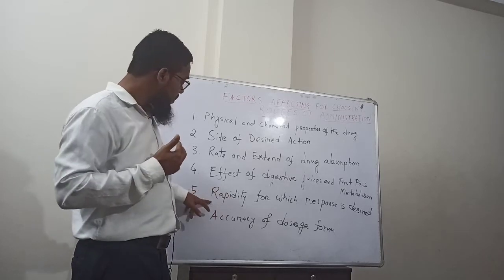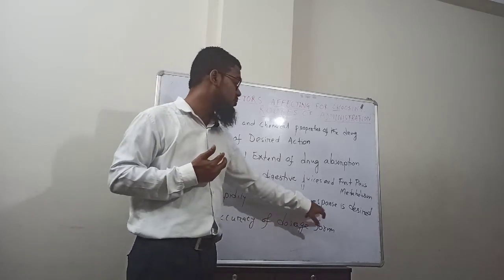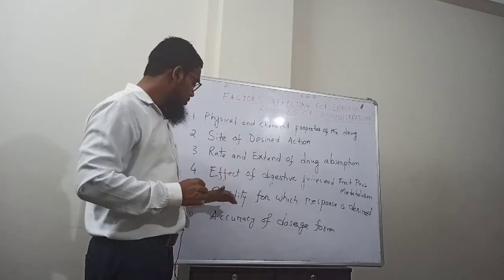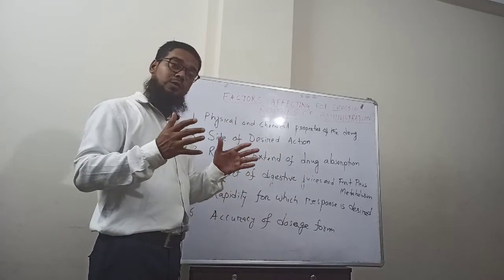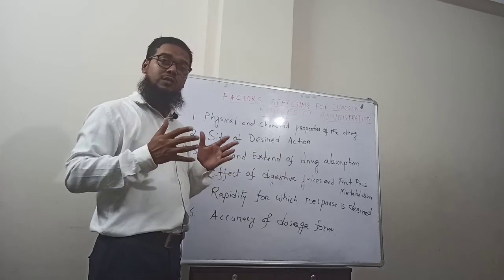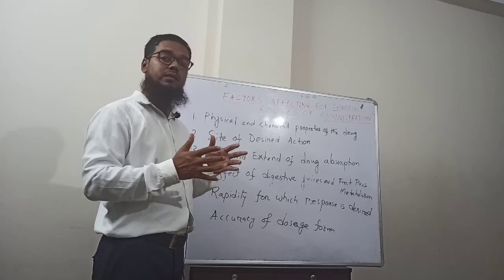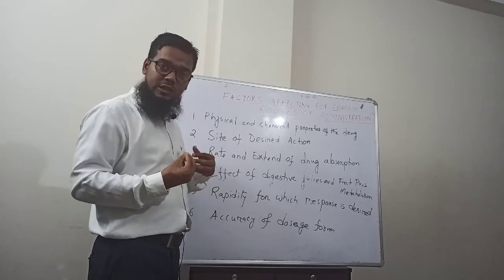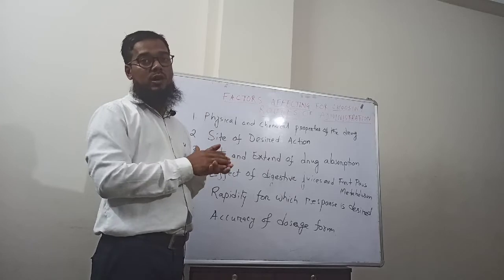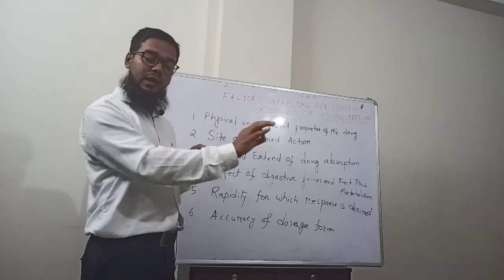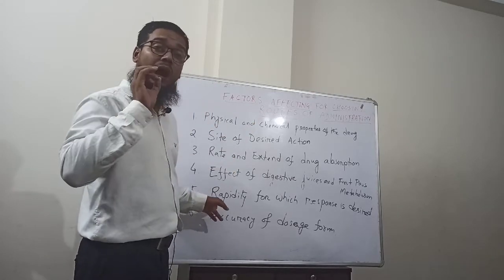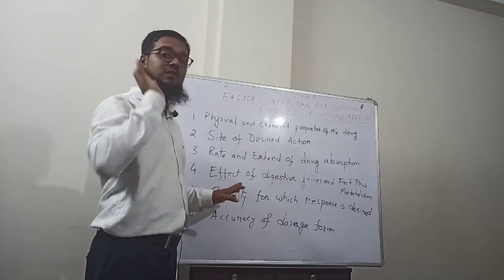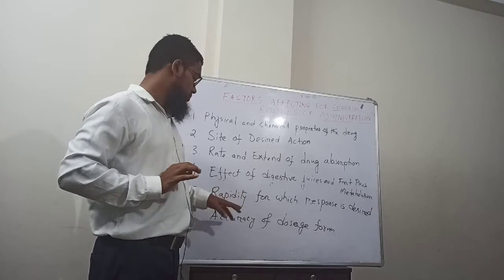Next, the rapidity with which the response is desired, that is, how fast we want the response. For example, in a very emergency case, such as when someone is suffering from heart disease and the heartbeat has decreased, immediate action is required. For such cases we will give an IV injection, intravenous injection. Within 2 or 3 minutes, the action will be produced.